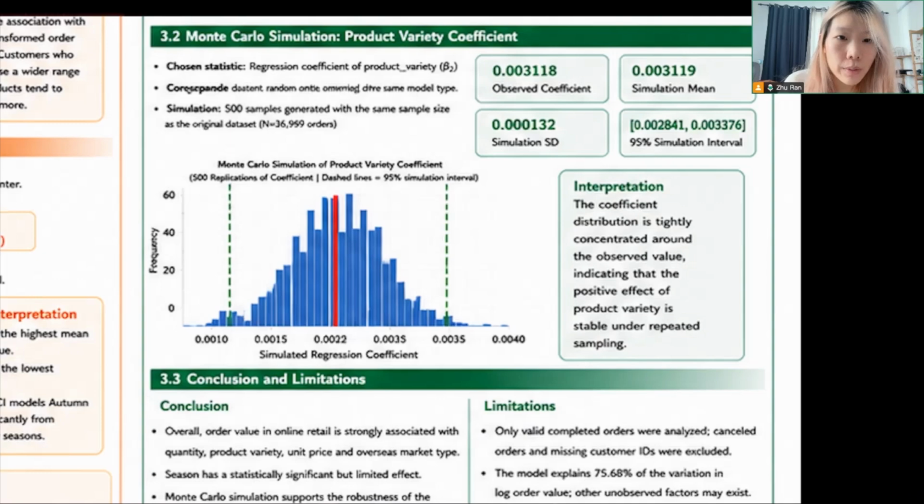From a business perspective, retailers may increase order value by encouraging customers to purchase a wider variety of products. However, this study only includes valid completed orders and the data is observational. Therefore, the results show association rather than direct causation.